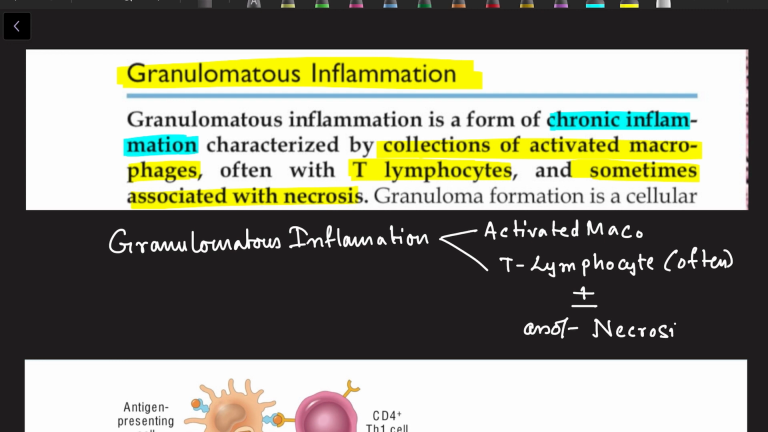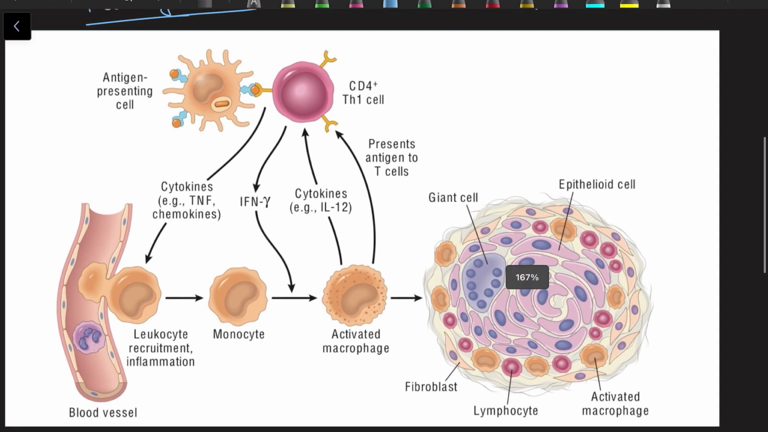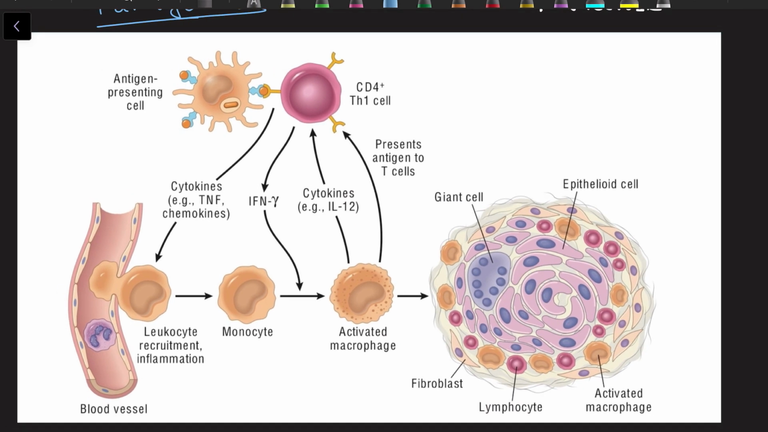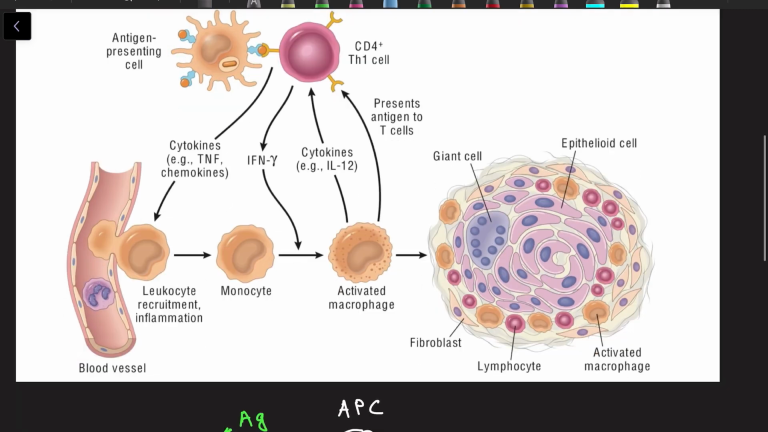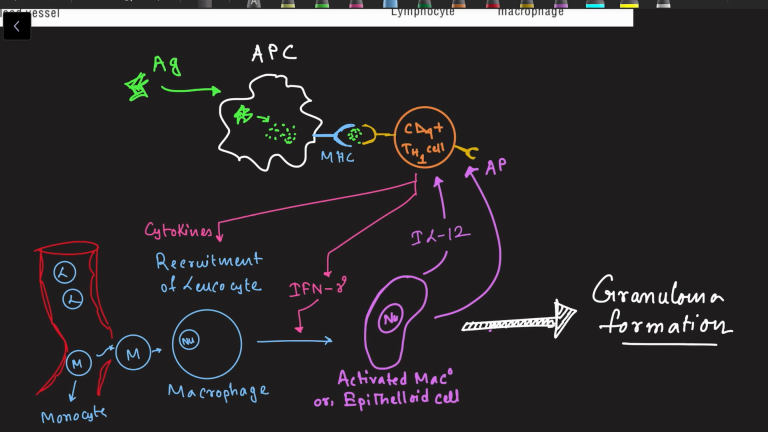Now we will study the pathogenesis of how granulomatous inflammation takes place. This is the diagram from the Robbins textbook, but I have simplified it for you because it might be a little tricky to understand. So here I've made an easy diagram for your better understanding. The first basic thing you need to know is that if any antigen enters our body, it is not directly attacked by our immune system.